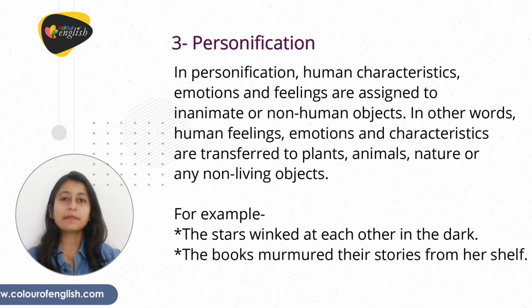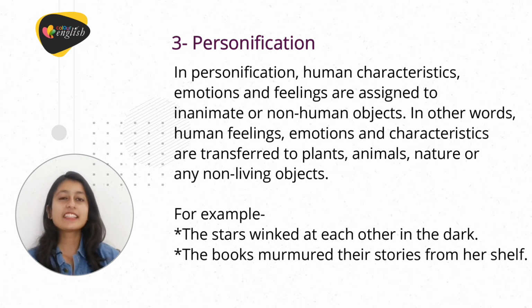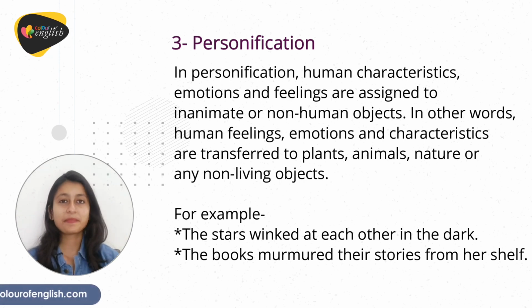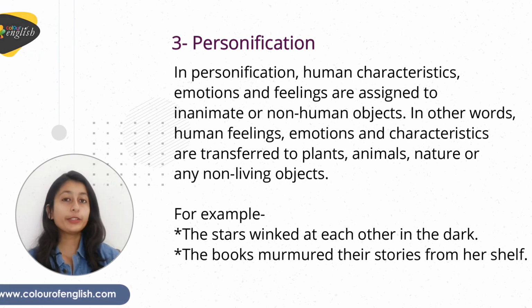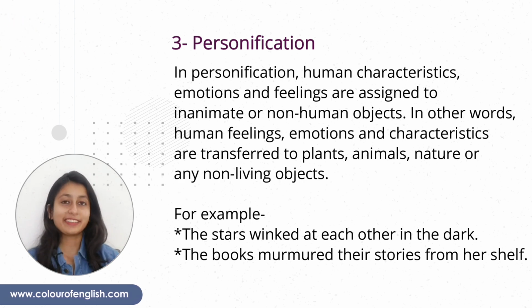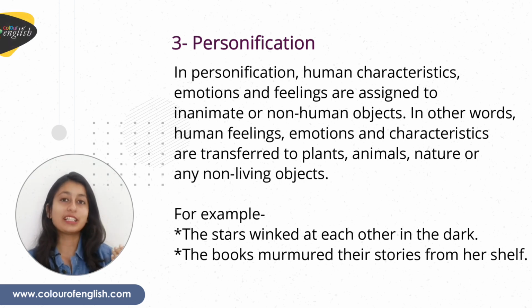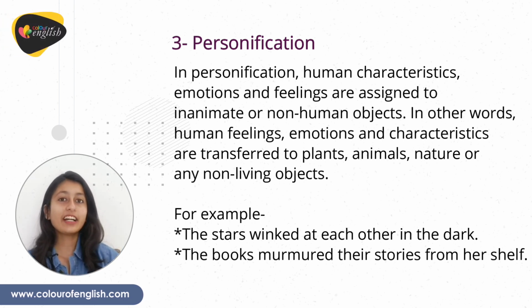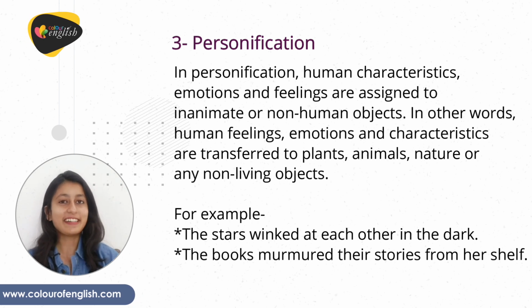Let's see some examples for better understanding. The stars winked at each other in the dark. So although stars cannot wink, it is a human quality, but the poet has given this human quality to the stars, that stars winked at each other in the dark.